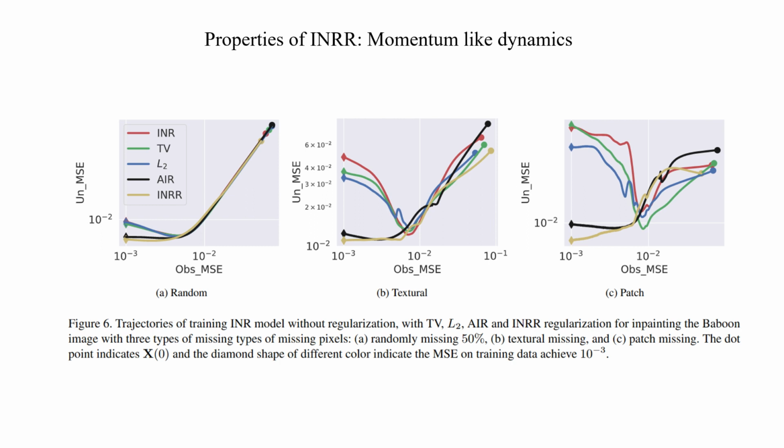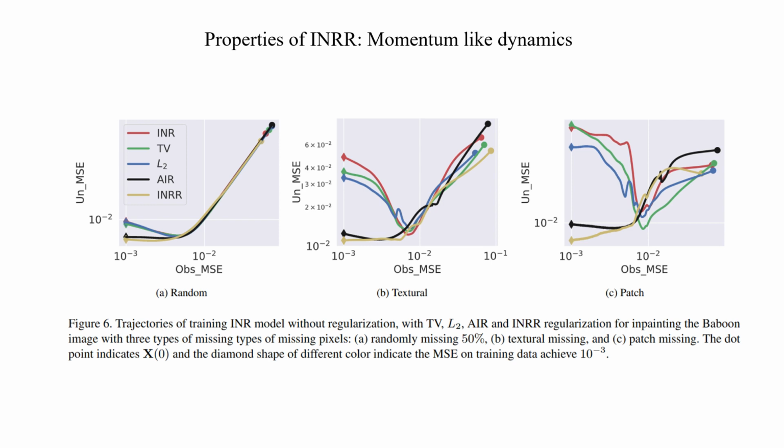The second interesting property of INRR is that it gives INR a momentum-like behavior during convergence. Our experiments involve completing images with different missing values. The figure below shows the evolution of the image restoration process using vanilla INR, TV regularization, L2 regularization, AIR regularization, the discrete version of our method, and INRR, respectively.